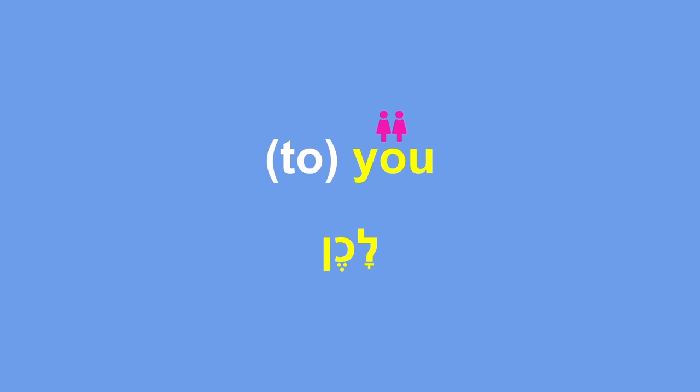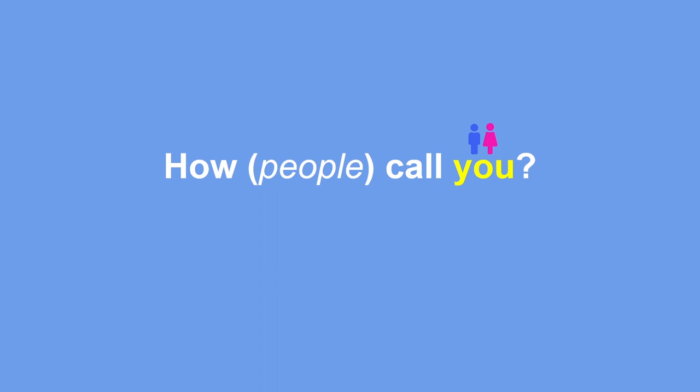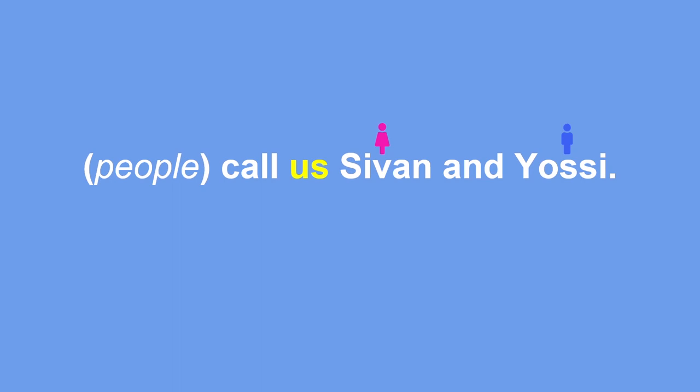How people call you? What are your names? Ech koraim lachem? People call us Sivan and Yossi. Our names are Sivan and Yossi. Koraim lanu Sivan veYossi.